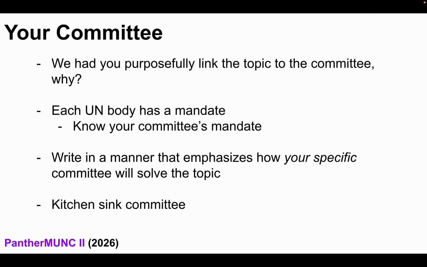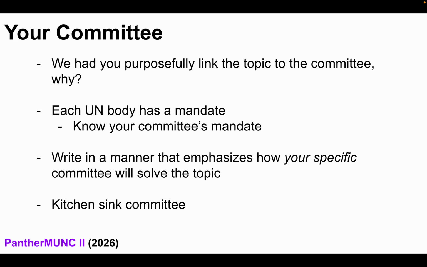And then you're going to write in a manner that emphasizes how your specific committee will solve the problem. So not just about the topic in general, but focus on your committee's interpretation or how they're going to tackle it. My topic is the voluntary carbon markets, where organizations buy carbon credits to offset their carbon emissions. This is a very unregulated industry right now. I could have done UNEP, to focus on the environmental aspects. How do we know that this is good for the environment? How do we know if this is really effective? Is this something that we should pursue?